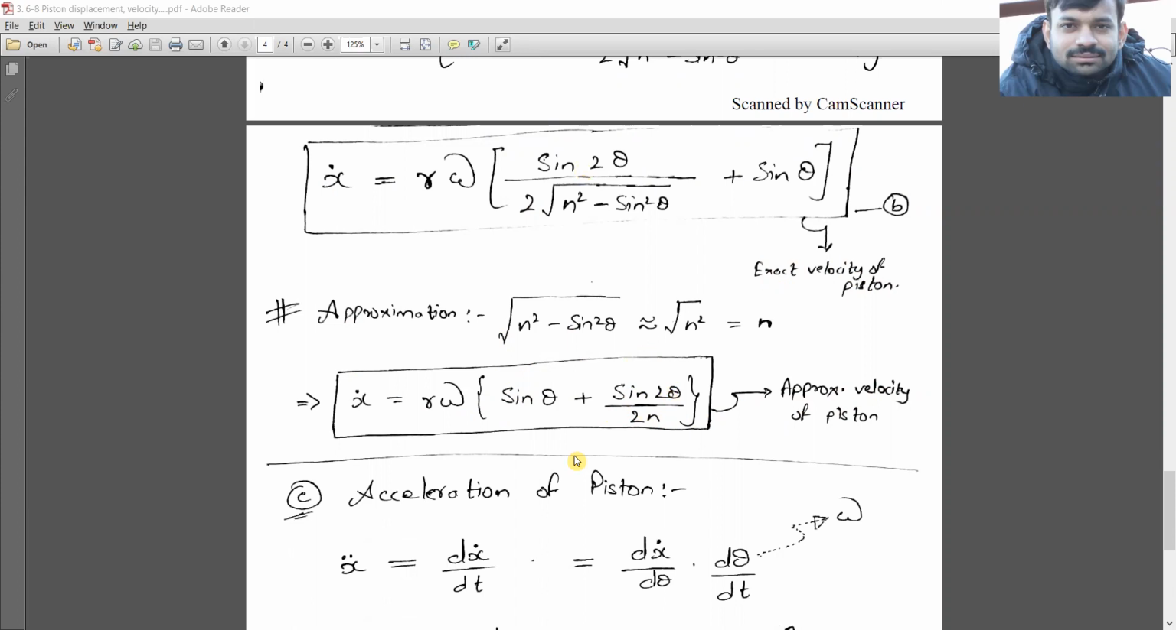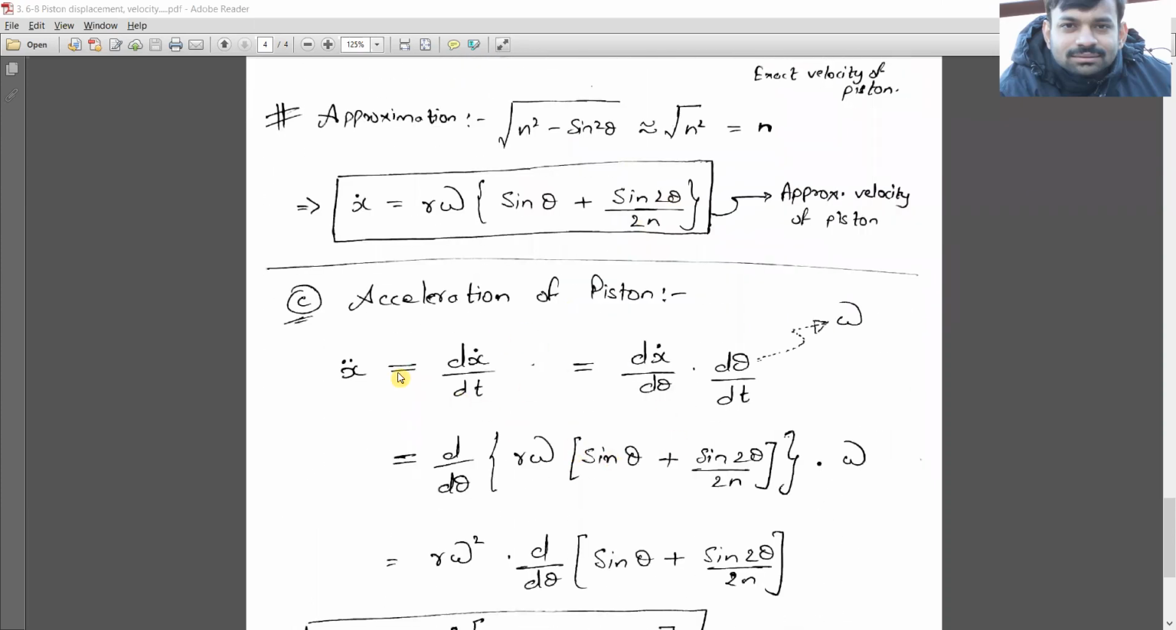All right, now similarly, acceleration of piston is denoted by x double dash. It will be d by dt of velocity. When we differentiate velocity with respect to time, we'll get acceleration. Again we'll do this in this fashion, doing the partial differentiation: dx dash by d theta into d theta by dt. D theta by dt is again omega.